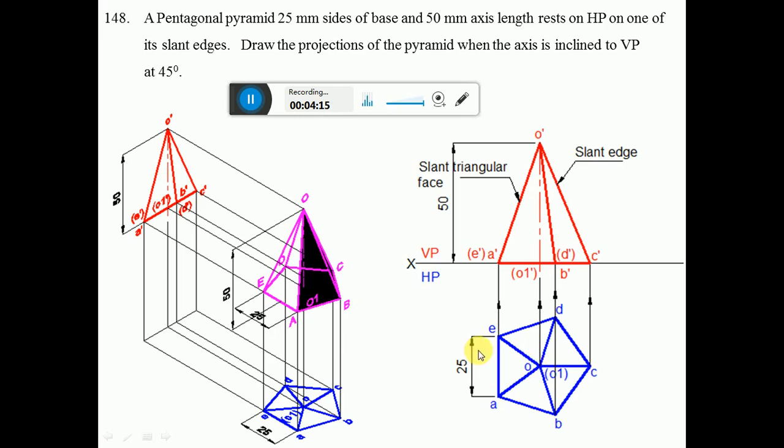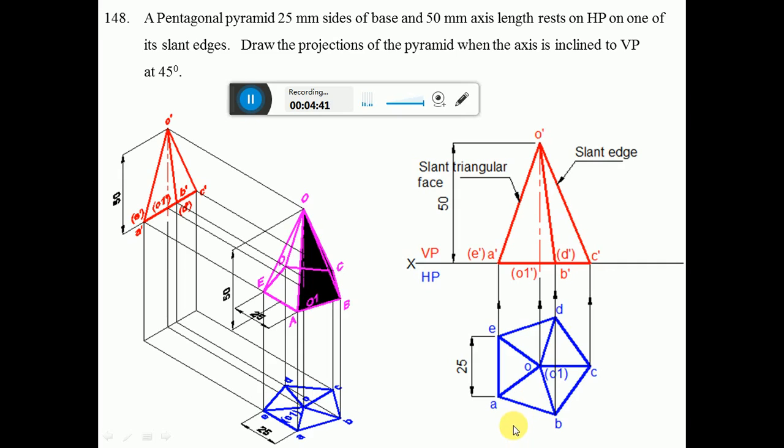Then darken OA and OE. Similarly darken OB, OC and OD. So this will become the pentagon. Similarly, draw a vertical projection from the XY line. Draw a vertical projector from B and D to get this point. Similarly, draw a vertical projector from C to the XY line to get this point.